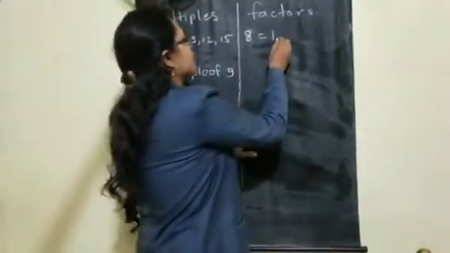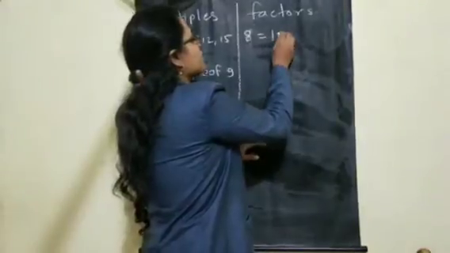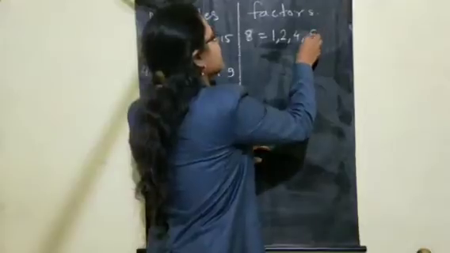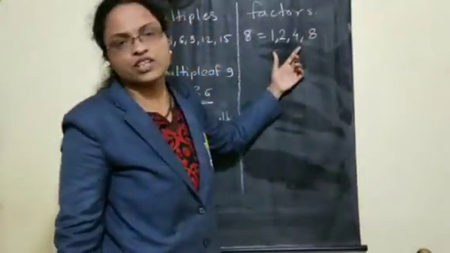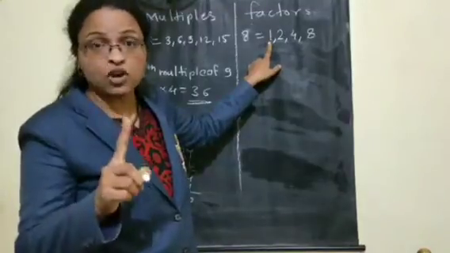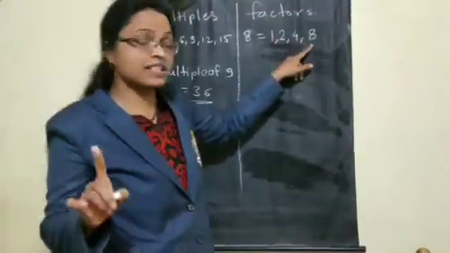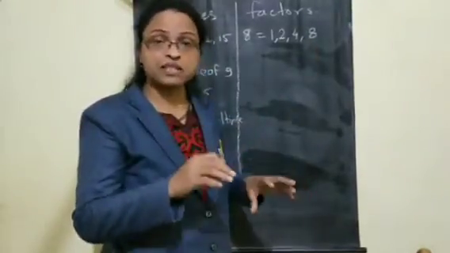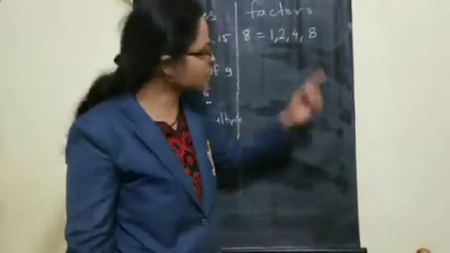Okay. Then after 1, 8 is present in 2. 2 4s are 8. It is present in 4 and it is present in 8 also. So these all are the factors of 8. Always the smallest factor of any given number is 1 and the largest factor is always the number itself. Whatever number is given, that will always be the largest factor.